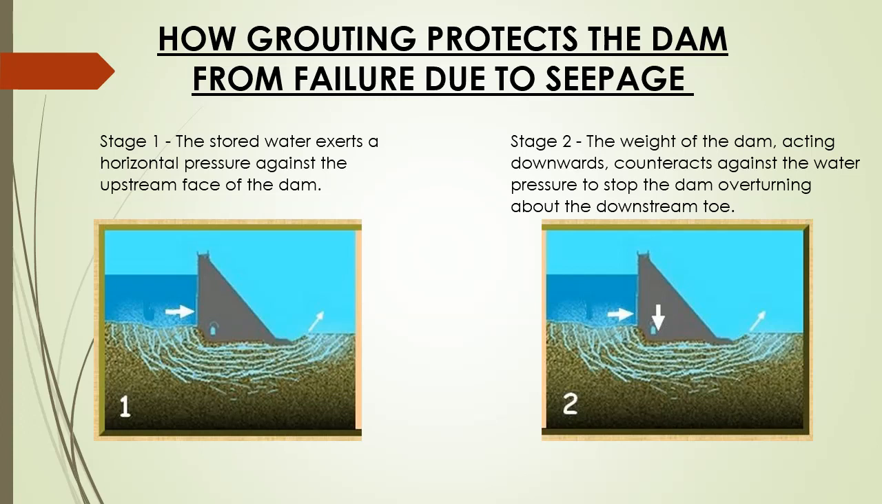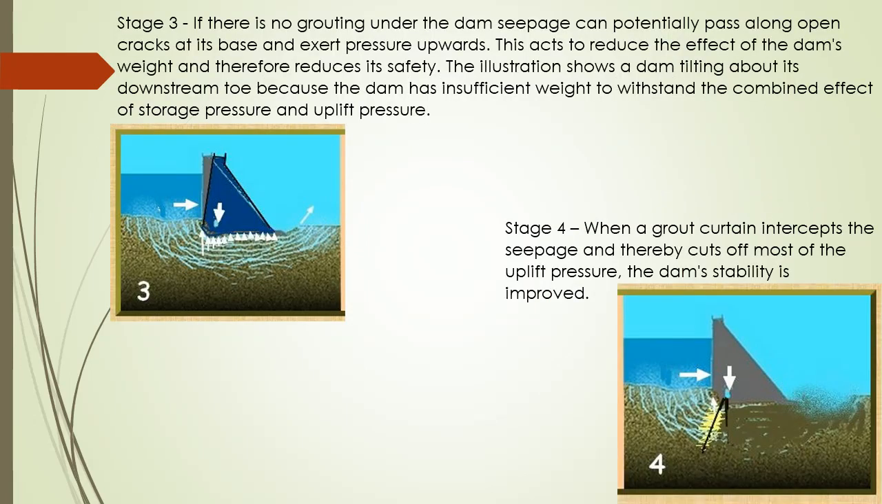Step 3, if there is no grouting under the dam, seepage can potentially pass along open cracks at its base and exert pressure upwards. This acts to reduce the effect of the dam's weight and therefore reduces its safety. The illustration shows a dam tilting about its downstream toe, because the dam has insufficient weight to withstand the combined effect of storage pressure and uplift pressure. Step 4, when a grout curtain intercepts the seepage, and thereby cuts off most of the uplift pressure, the dam's stability is improved.